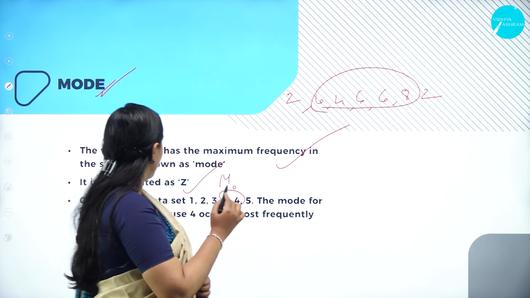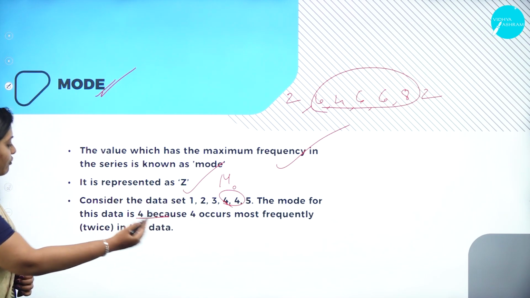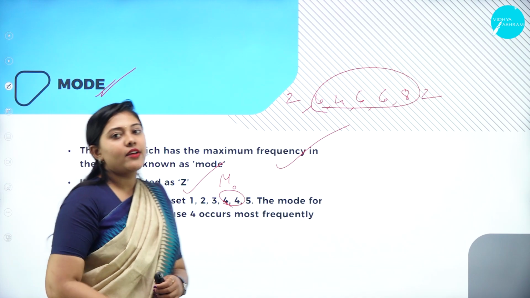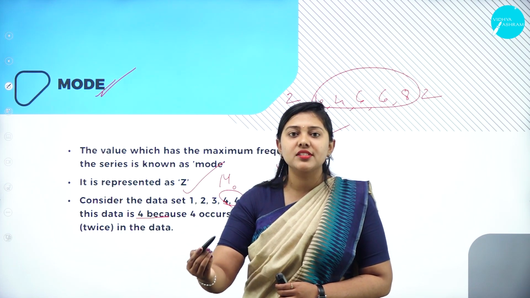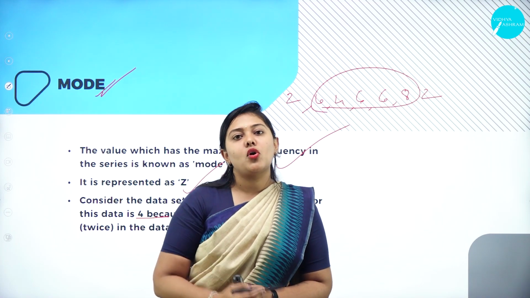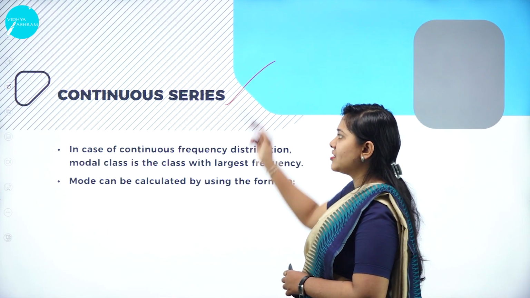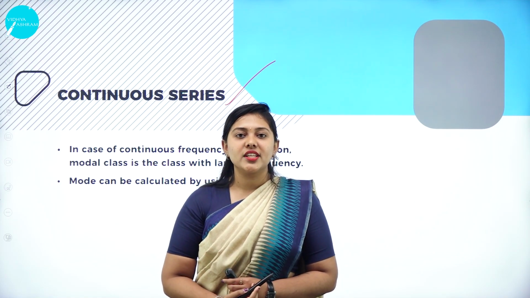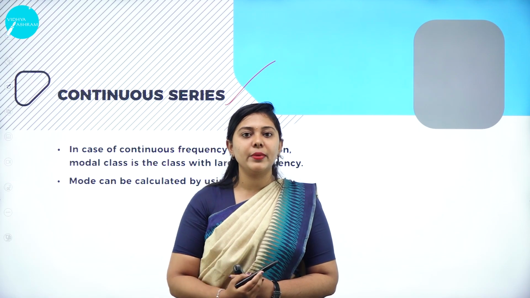So the mode for this data is 4. 4 occurs more frequently, twice in the given data. As I have said, in a given set of observations, the number that repeats with the highest frequency is called what? Mode. Moving forward, in an individual series, if the individual series is given, the number that repeats the most will be the mode.